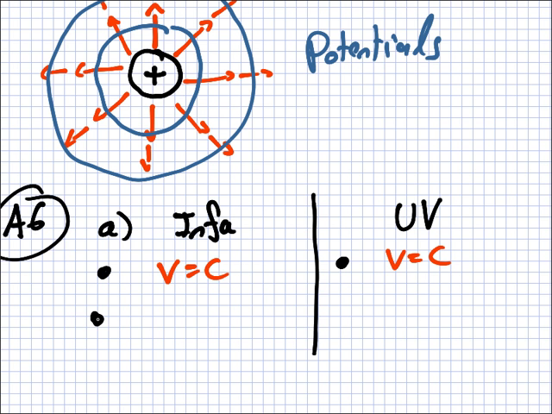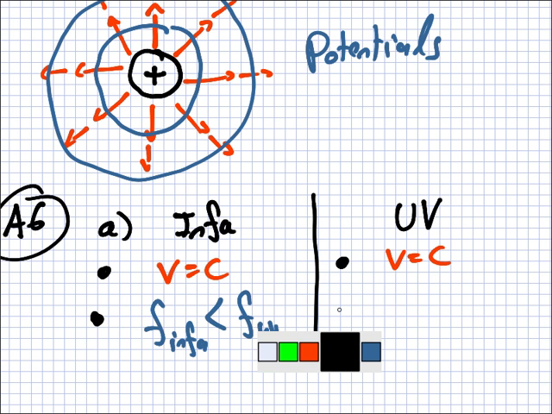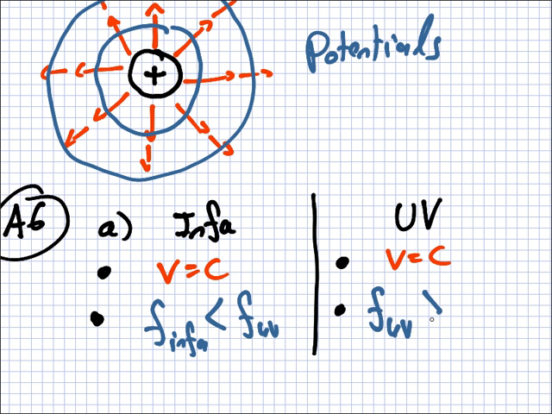Wavelength, or frequency. What I'll do is I'll write frequency of infrared is less than frequency of ultraviolet. Same here, I'll just write it the other way around. Frequency of ultraviolet is more than frequency of infrared. And it's infrared, isn't it? There's an or? Yeah.